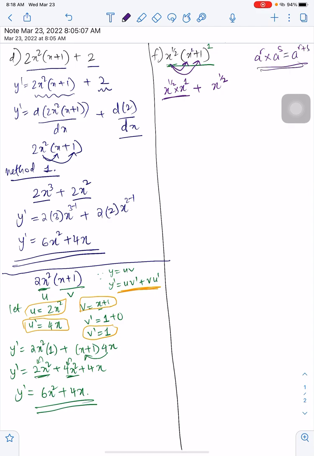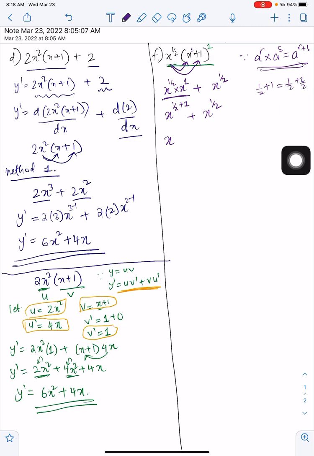But the formula exists, so you have x raised to half plus 1, plus you have x raised to half. So half plus 1 is equal to half plus 2 over 2, which is equal to 3 over 2, right? So 3 over 2 plus x raised to half. So see, the expansion form is like that.